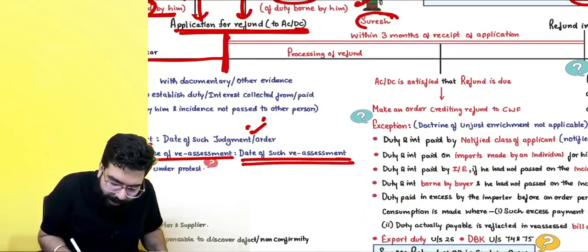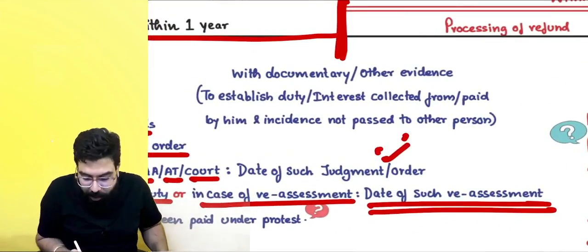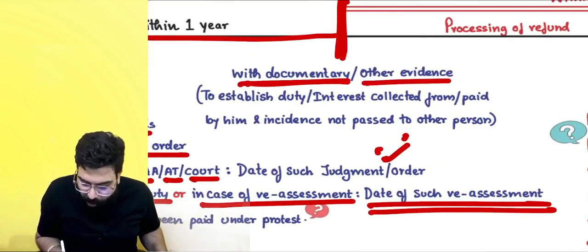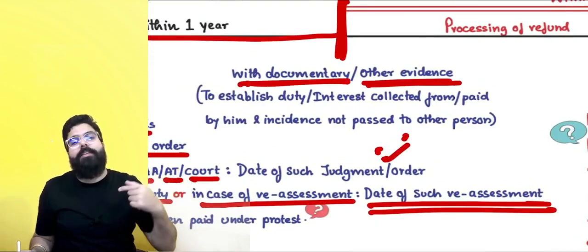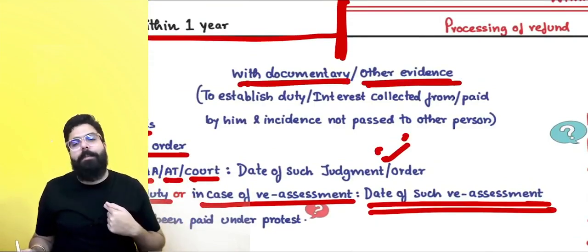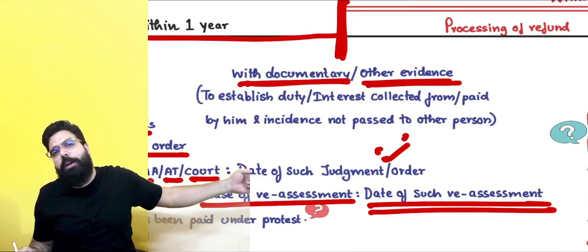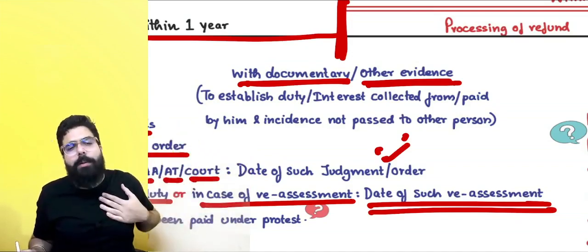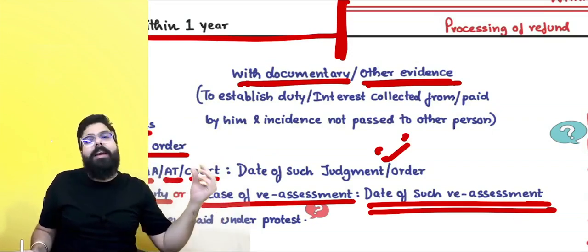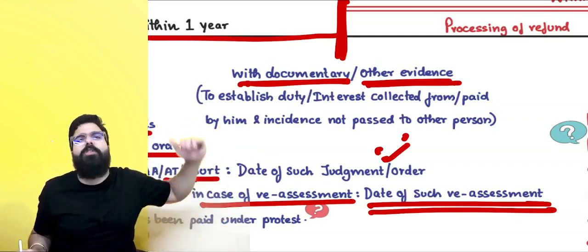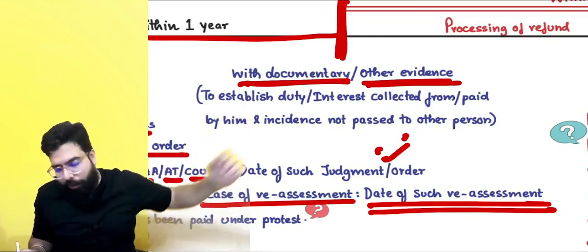So, sir, when I am filing an application, with that I have to give documentary or other evidence to establish that the duty or the interest is borne by me or paid by me, and I have not passed on the burden to the ultimate customer. That means I have only borne the burden, and that I have to prove. If the customer is filing, then he has to prove that he has not passed on the burden further.